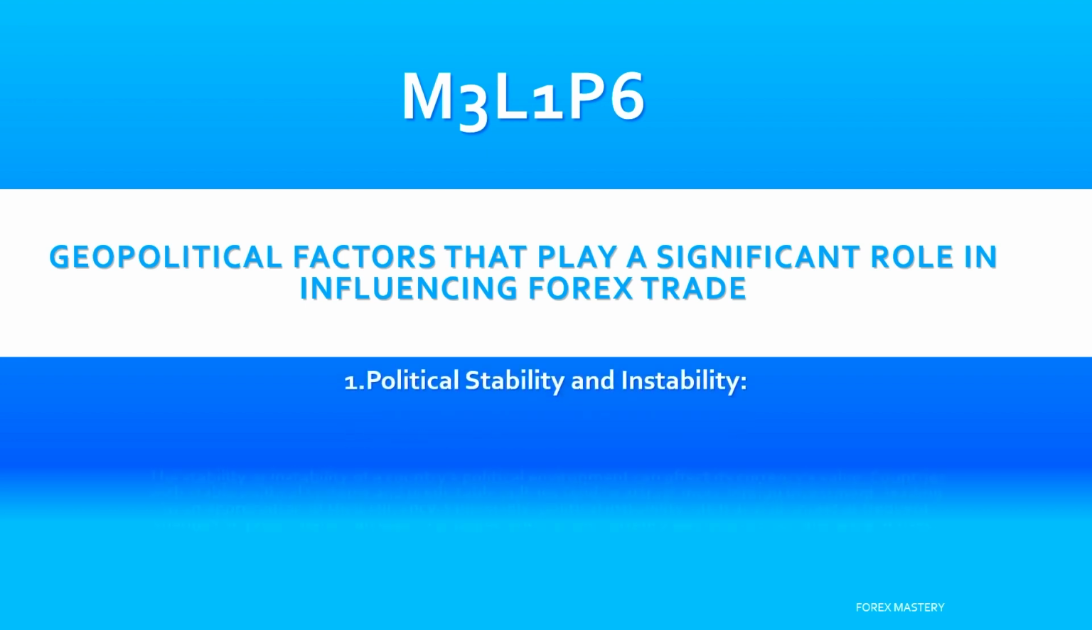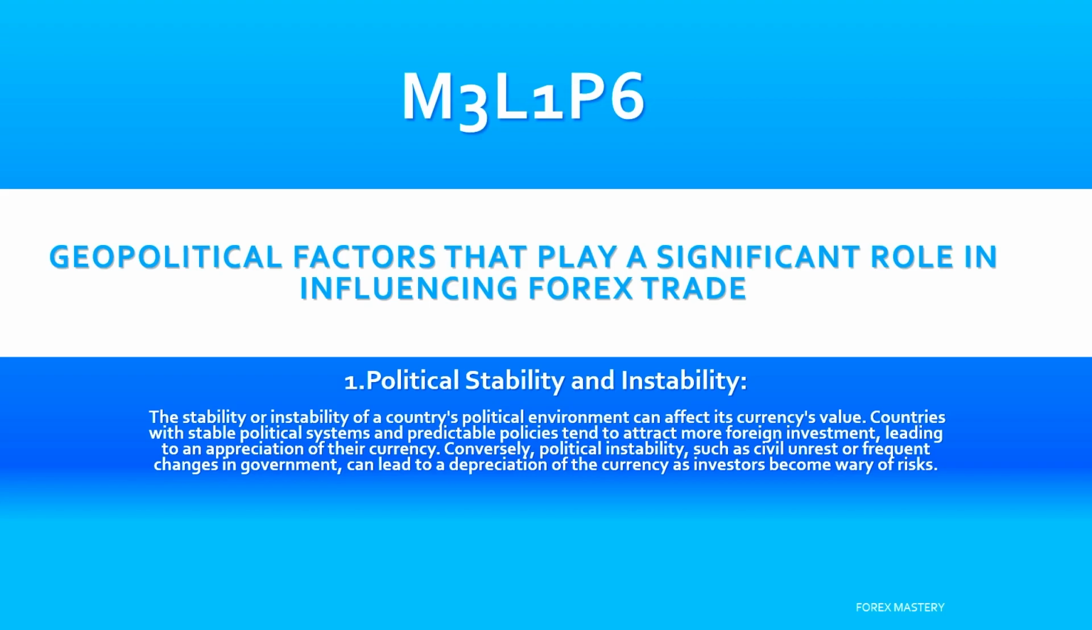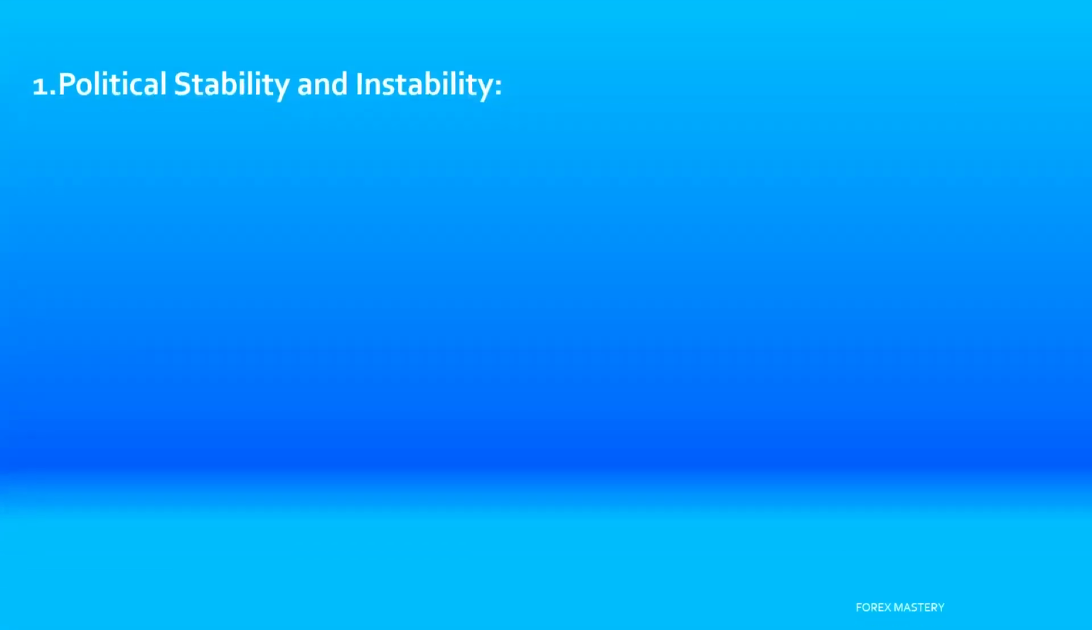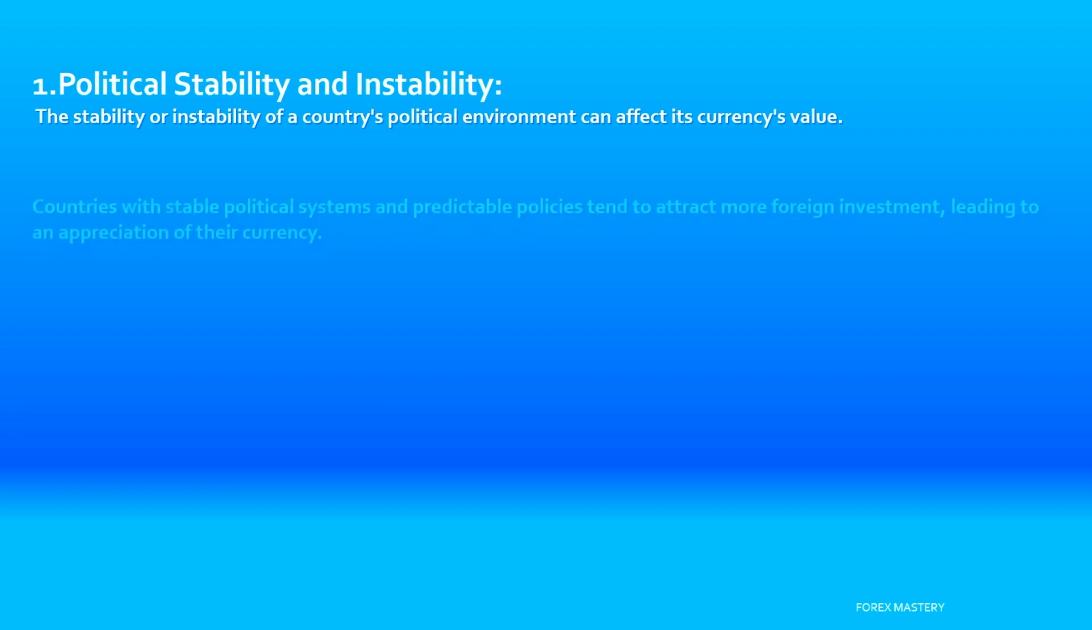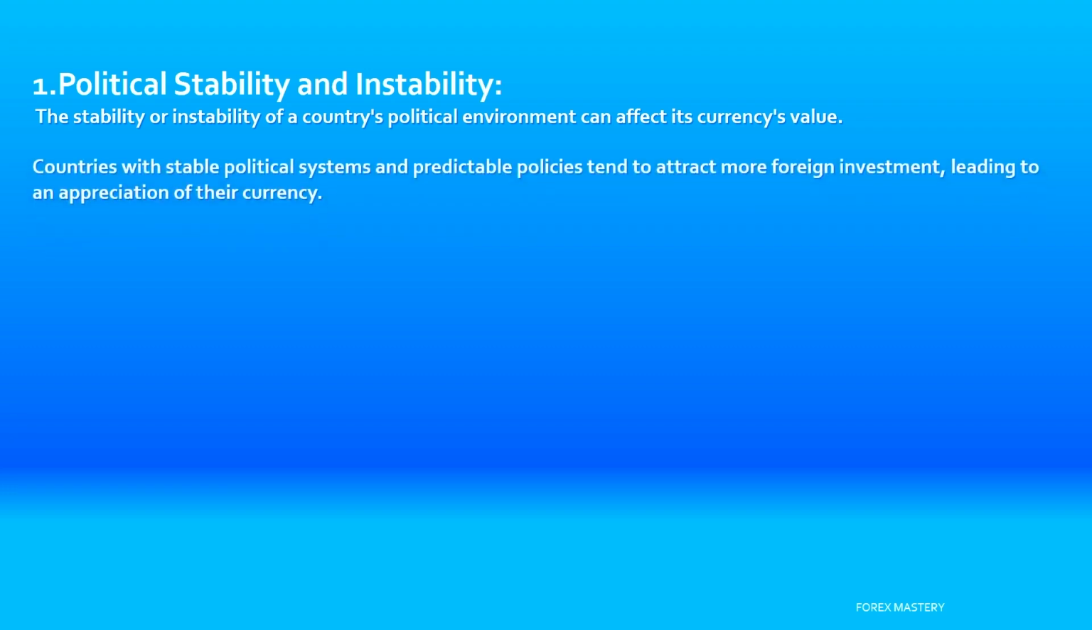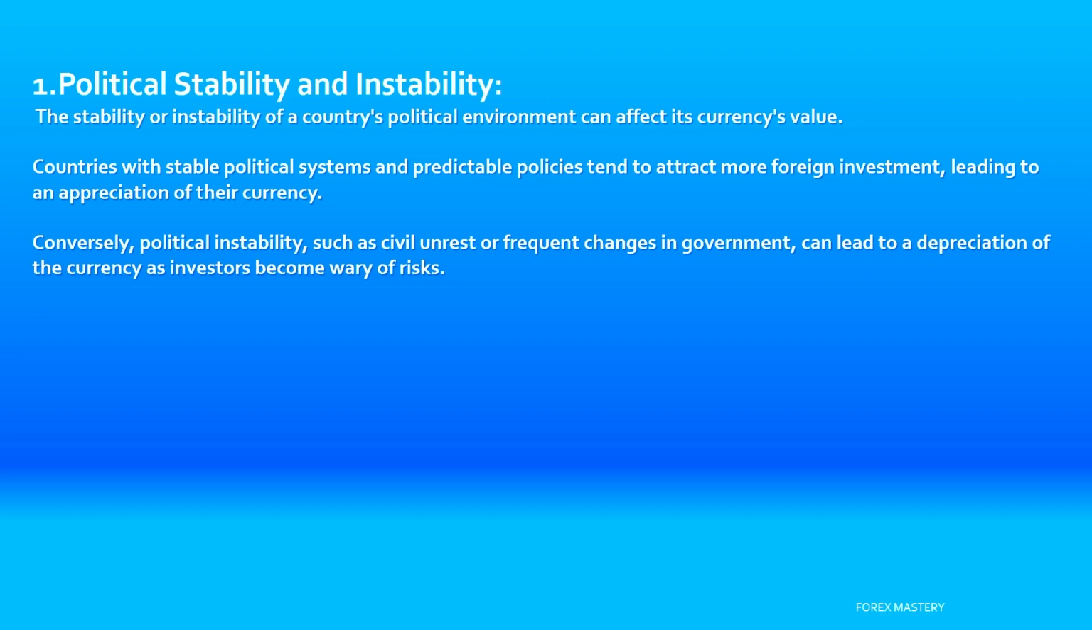1. Political stability and instability. The political stability or instability of a country's political environment can affect its currency's value. Countries with stable political systems and predictable policies tend to attract more foreign investment, leading to an appreciation of their currency. Conversely, political instability such as civil unrest or frequent changes in government can lead to a depreciation of the currency as investors become wary of risks.